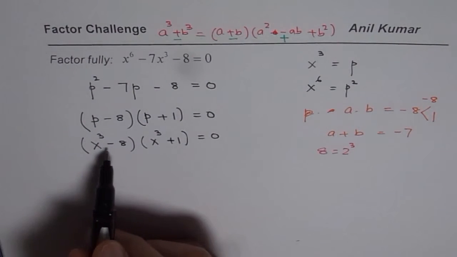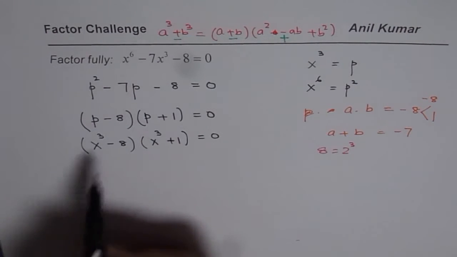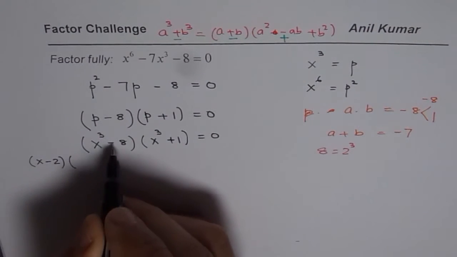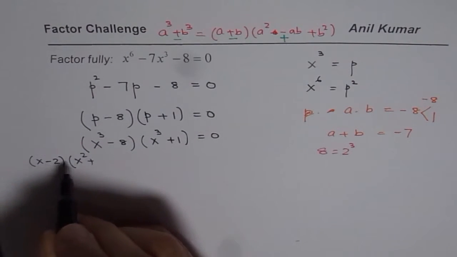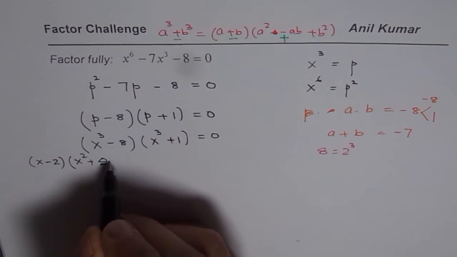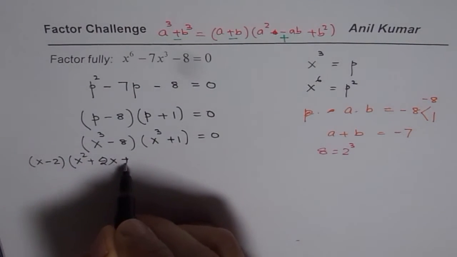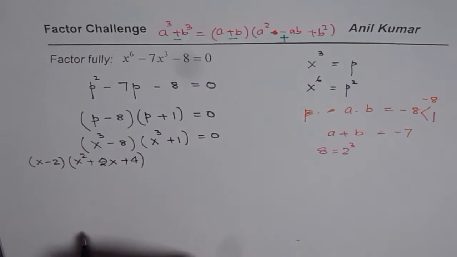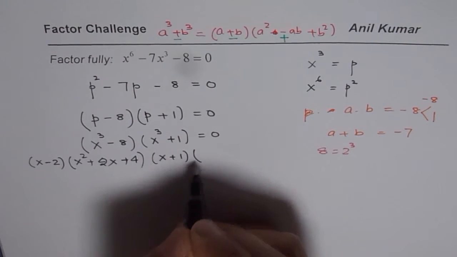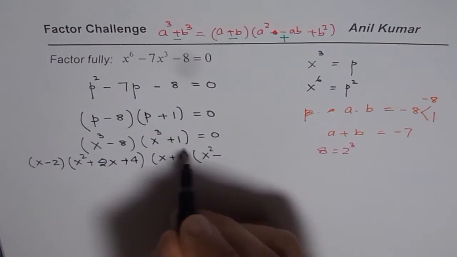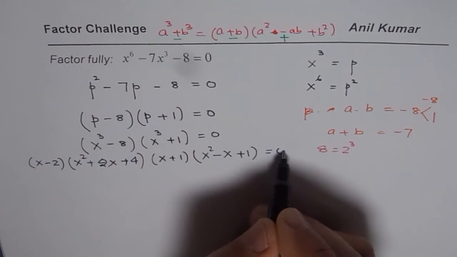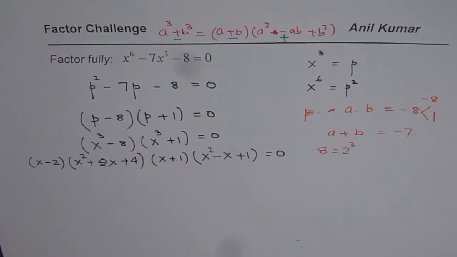X cubed minus 8, think of 8 as 2 cubed, right? It is minus. So we'll write this as x minus 2, times x square plus 2x plus 2 square, which is 4. So you get the first part. Now x cube plus 1, you could factor this as x plus 1 times x square minus x plus 1 square, equals to 0. Do you see that? So that is how you could factor.